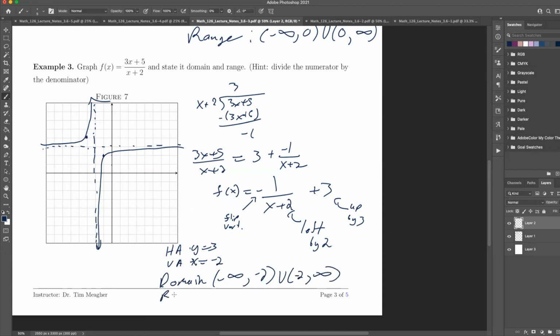And my range here is all numbers except for my horizontal asymptote, right? I cannot achieve it, at least in this case. At no point will I achieve this. At no point can I get a 3. There we go. All right, so let you guys write that down.